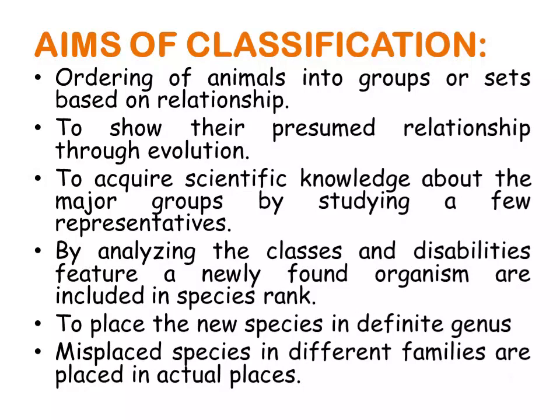Aims of classification. Ordering of animals into groups or sets based on relationship. To show their presumed relationship through evolution. To acquire scientific knowledge about the major groups by studying a few representatives. By analyzing the similarities and dissimilarities featured, newly found organisms are included in species rank. To place a new species in a definite genus. Misplaced species in different families are placed in their actual places.